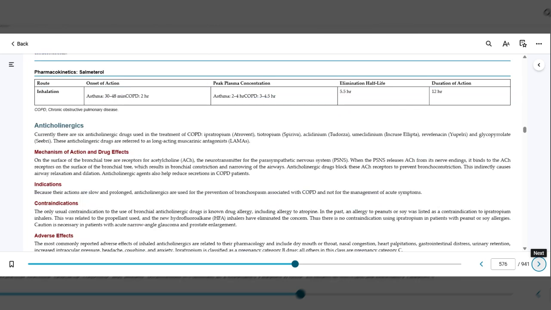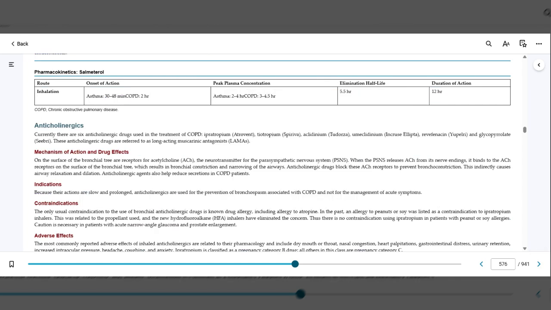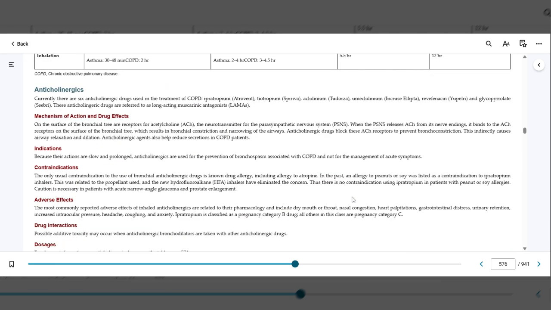My next group of medications are my anticholinergics. On my anticholinergics, it's doing exactly what my anticholinergics have done previously. They're going to block that bronchial constriction and decrease some of those secretions. We're going to use this to prevent bronchospasms, usually associated with my COPD patients, and it's not used for acute symptoms.